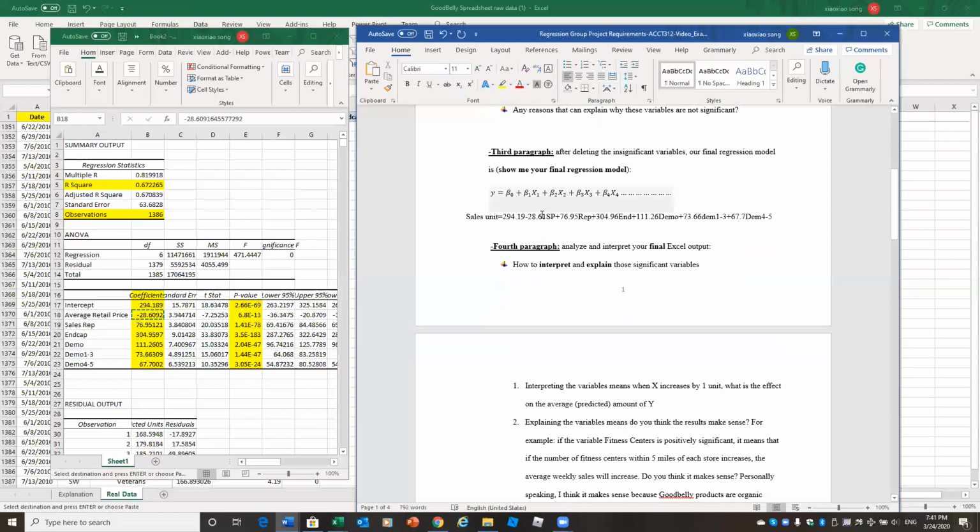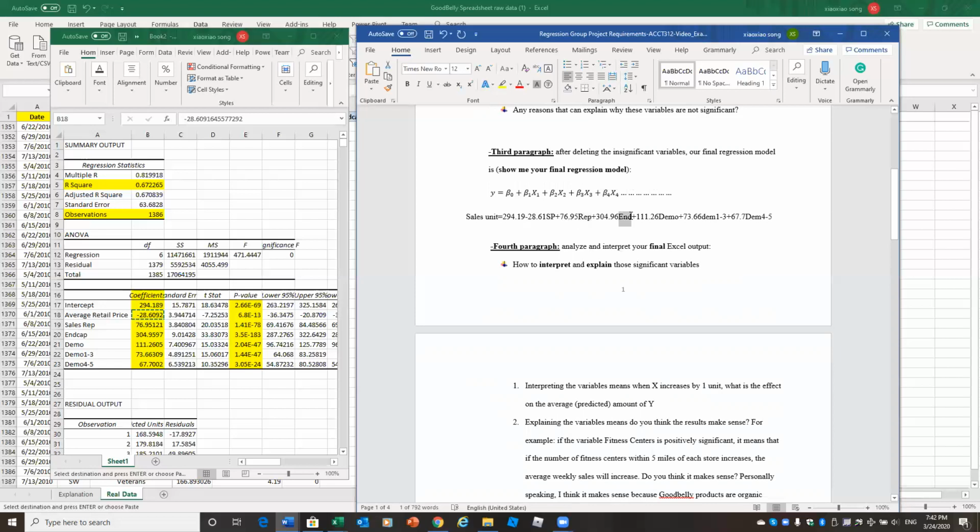Let's say it one more time, right? So when your selling price increases by $1, your predicted sales volume will decrease by 28.61 units. When there is representative, okay, when there is representative means when this number is 1 compared to when there is no representative, your predicted sales units will increase by 76.95 units.